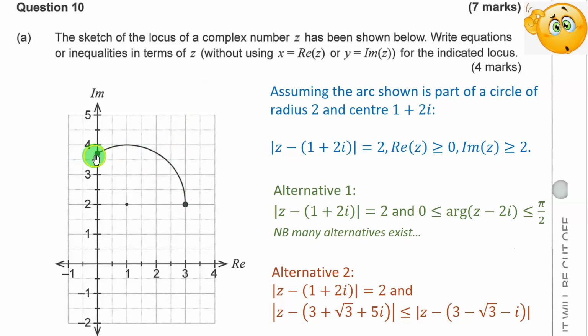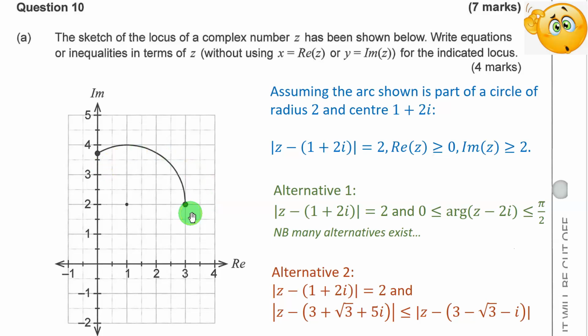When we look at this, we're actually not told that this is part of a circle. There's a little dot, 1 plus 2i here, which is a little bit smaller than the other dots out here. So is this part of the region as well, or what? Normally, like in this question, they'd say this is an arc of a circle or something like that to give us a bit of a clue. However, let's assume that it is part of a circle.